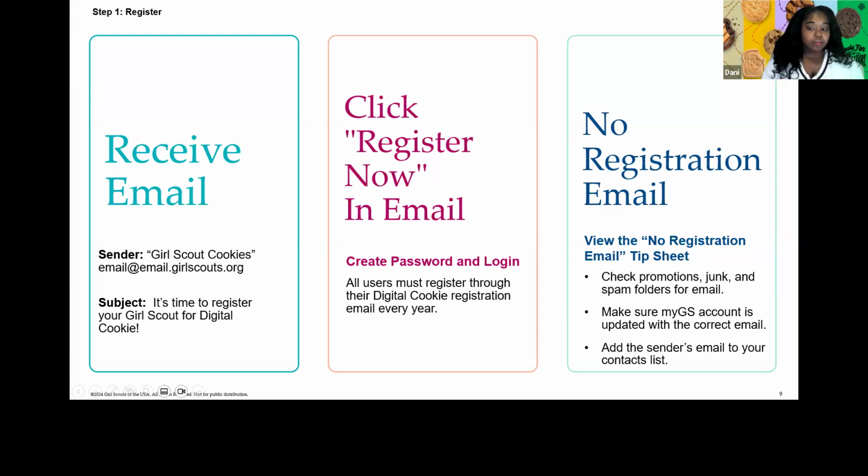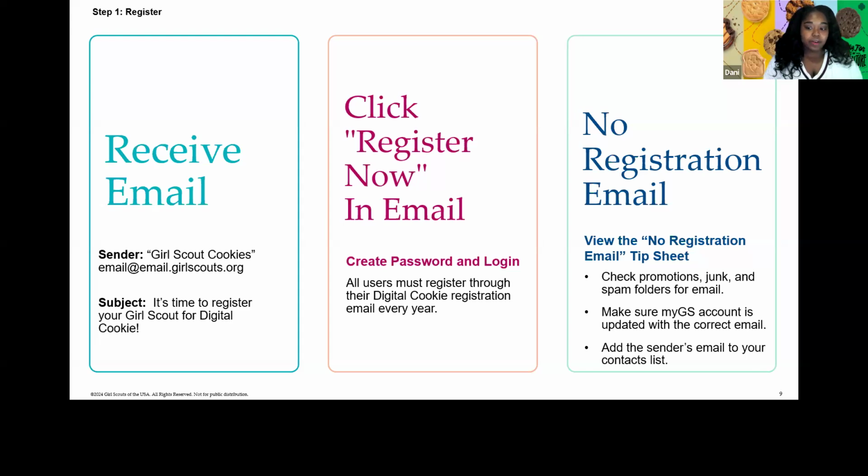The email will be sent to the primary email on file in your MyGS account, so please make sure that is up to date. If you did not receive the registration email, we ask that you use this helpful tip sheet for additional steps to resend or look up to see which email is on file for your Girl Scout. If you need to change your email or want to verify your email that you use, please reach out to our customer care team and they can verify which email is listed in your MyGS account.